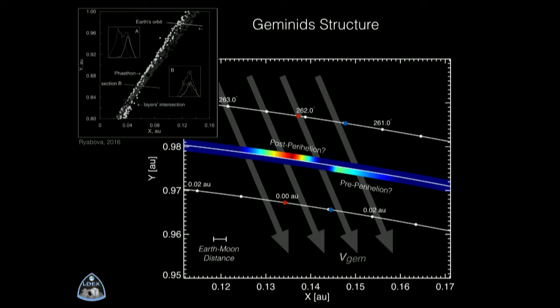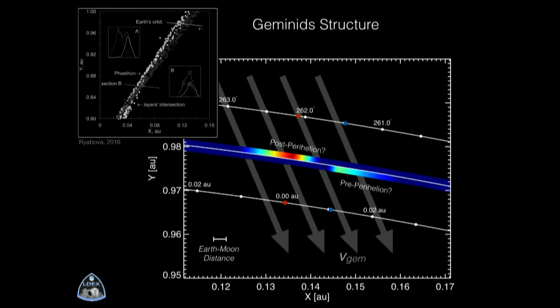And I'd point out that this is the upcoming target for the Destiny Plus mission. So this is a really neat way in which we can probe and possibly understand formation mechanisms about a stream or a parent body by using impact ejecta from the lunar surface.